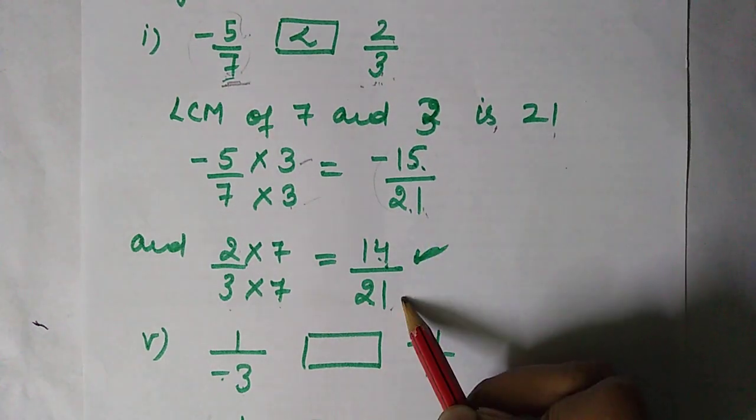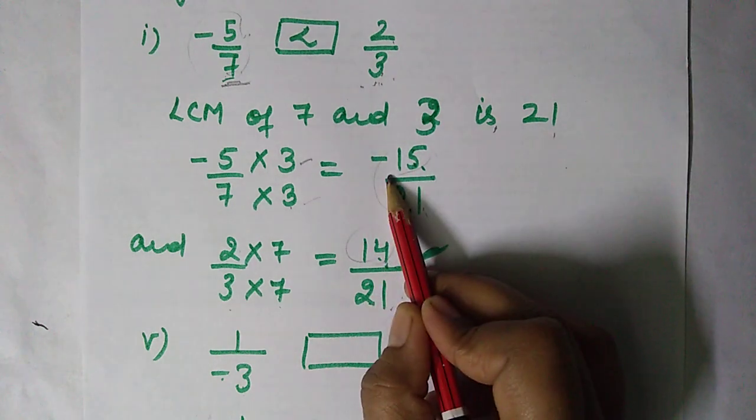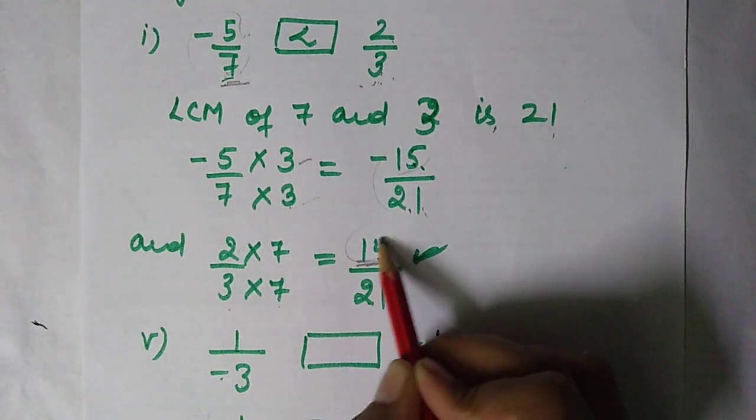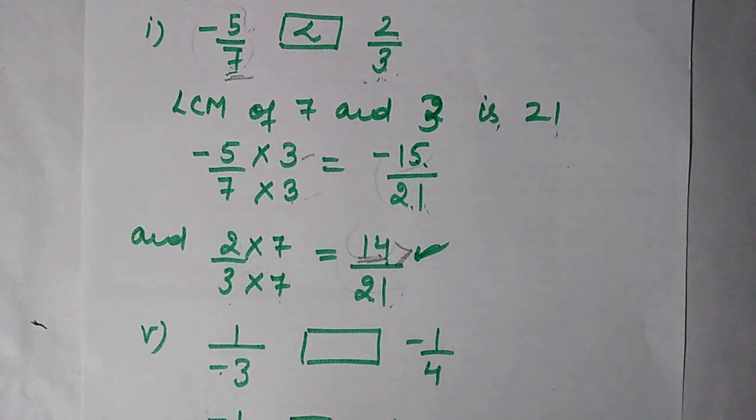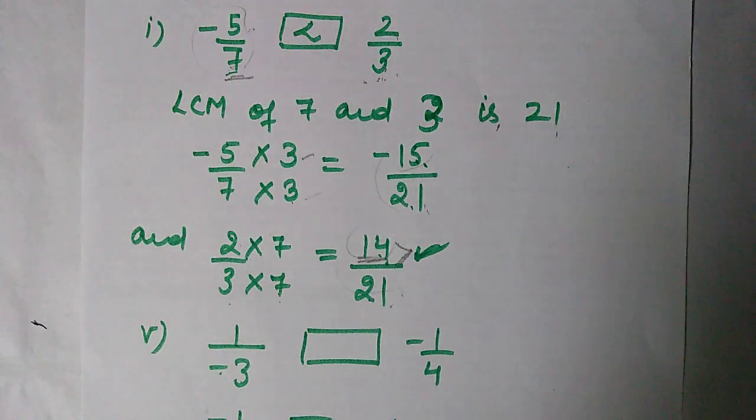After making the denominator equal, we have to compare the numerator. Okay, this numerator is greater, so it means this number is greater. So this is how you can compare the rational numbers. You have to make the denominator equal, and then compare the numerator. The greater the numerator, the greater the number.